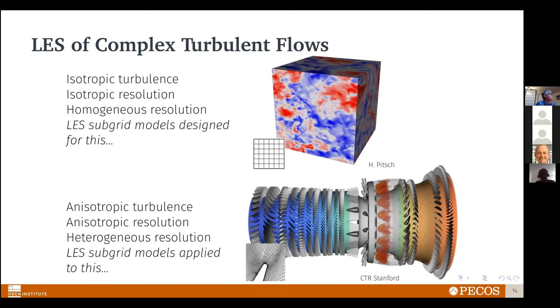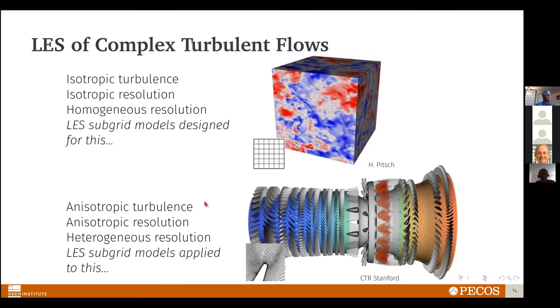grids. In our models of LES, we think about homogeneous isotropic turbulence, we think about uniform resolution. Things like Smagorinsky and all its variants and many other models are formulated based on those kinds of ideas. This is the kind of grid we might be thinking about. This is the kind of problem we might want to apply it to, and this is the kind of grid we might use around one of these turbine blades. So we formulate our models here, and then we hope that we can apply them here.